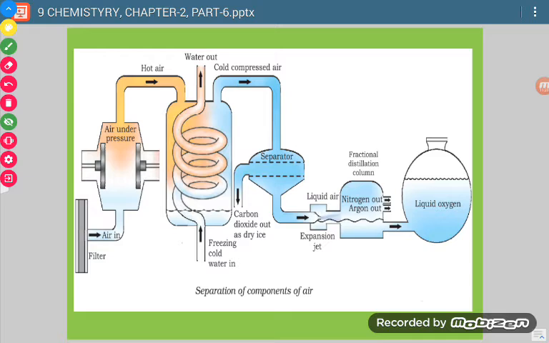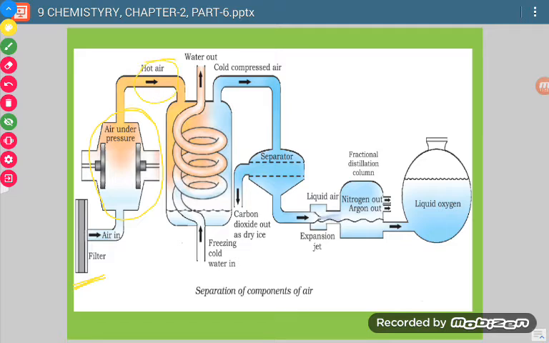This is the apparatus, how it is done. Now see, through a filter we allow the air to get inside. Now here we apply high pressure. When we apply high pressure, it will undergo compression, it will compress. Now when it is compressing, it will become hot.